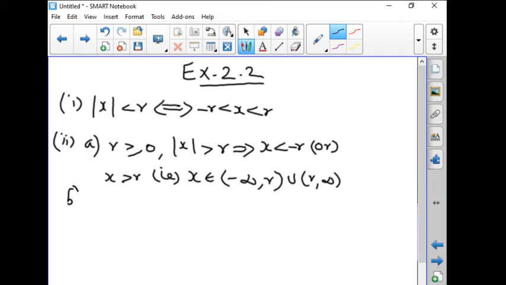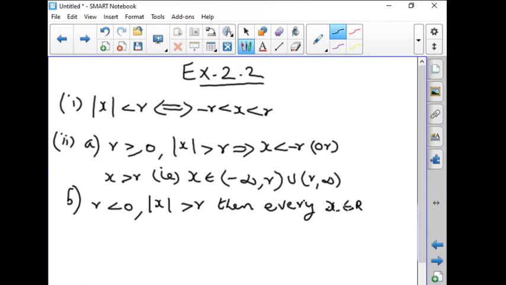Then b here is: when r is less than 0, and modulus of x is greater than r, then every x belongs to R satisfies the inequality.